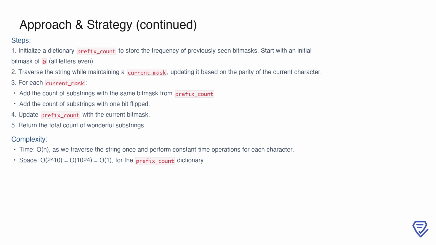This approach significantly improves efficiency, as we only traverse the string once, performing constant time operations for each character. The time complexity is O(n), and the space complexity is O(1), since the prefix_count dictionary only requires storage for 1024 entries, corresponding to all possible bit masks.